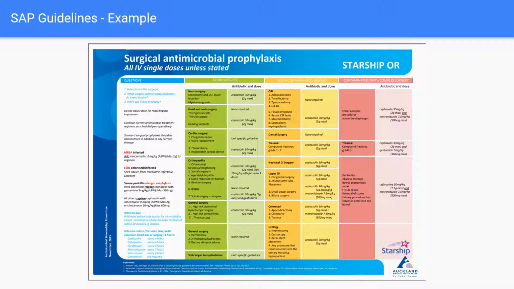So what you see here is the SAP guidelines. As you can see, it's quite complex. A clinician would use this to determine a drug regime. You would also use it to audit, to measure compliance by looking back.